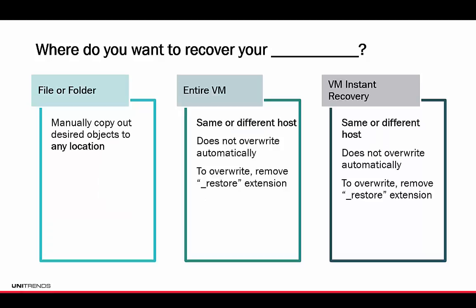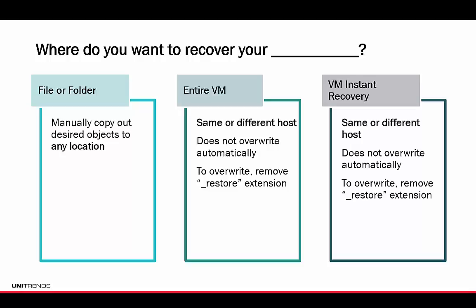Now, the next question you ask yourself is, where do I want to recover it to? Now, if you're doing a file and folder recovery, you have to manually copy that data out, the desired objects, whether it's a file, a folder, an entire application structure. You're going to copy that out to any location. Could be cloning, could be production. You have to go through those steps of maybe shutting down databases and stopping services before you even copy some stuff in. You have to check with all your vendors and see how that process restores.